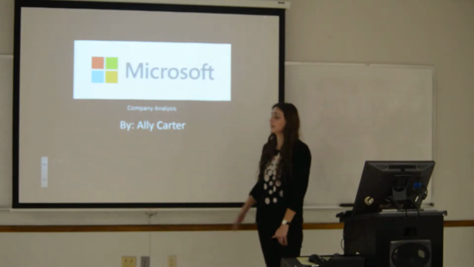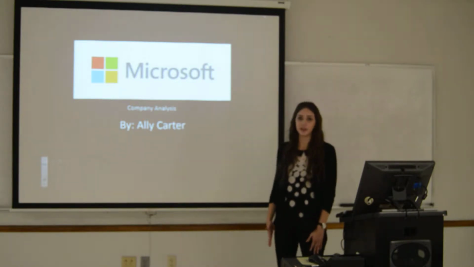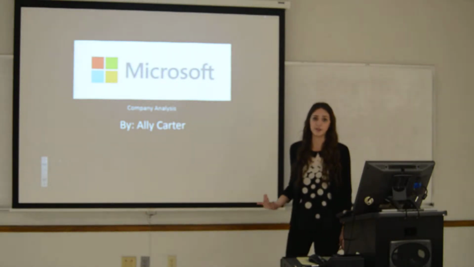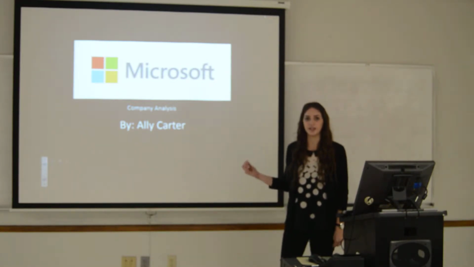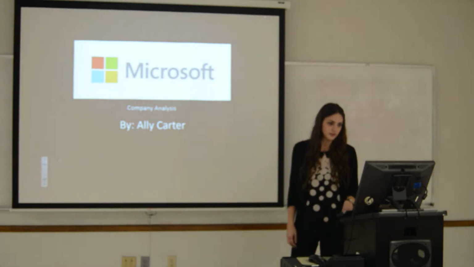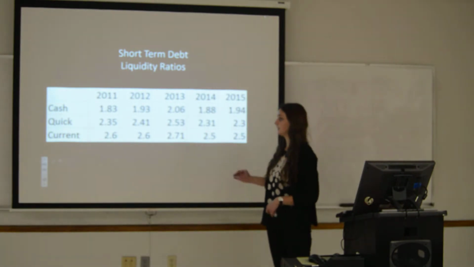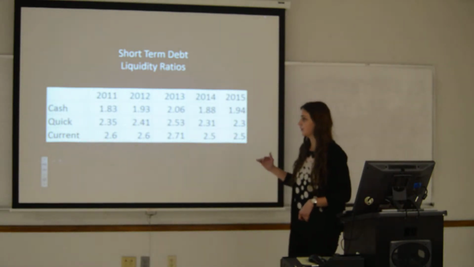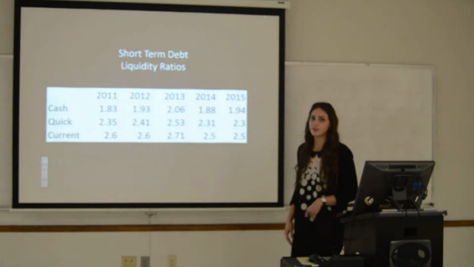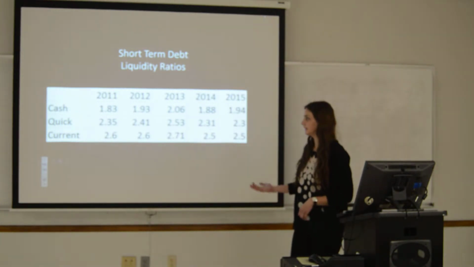Company Microsoft. I chose Microsoft because they're part of the Dow Jones Industrial Average, which is the top 30 U.S. firms. So it kind of is part of the judgment of how the stock market's doing. First of all, we're going to look at their liquidity ratios, which are their cash ratio, quick ratio, and current ratio. Your cash ratio is your most liquid, which is your cash over current liabilities.